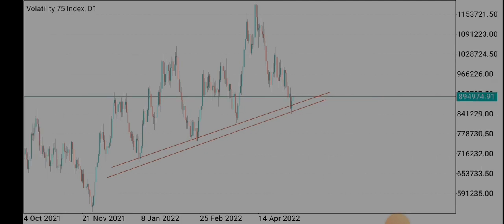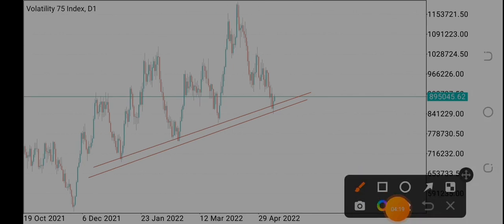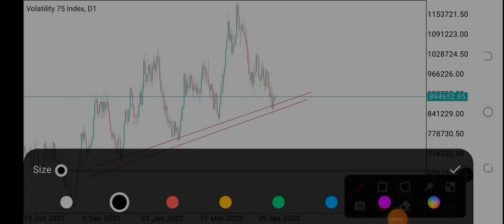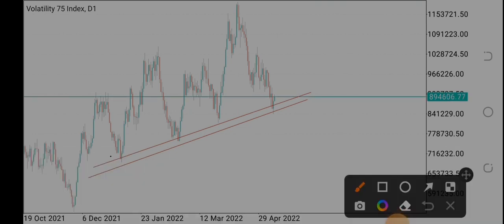Because I can give you an example, right? The first touch, the first time you touch, you can't take on the first touch because you don't know if it is going to be valid, because it has to touch on the first. The second is for confirmation. Then on the third, look at what candle it printed on the third.